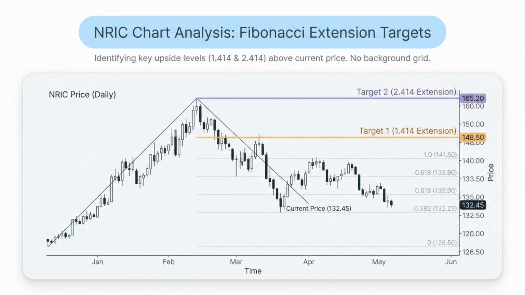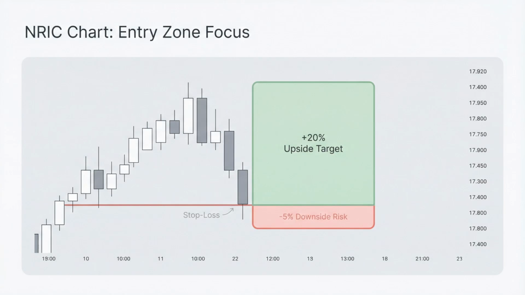By enabling the 1.414 and 2.414 levels, we establish our exact profit-taking zones. It might take some time, but the probability of achieving these targets is quite high. Before executing any buy order, defining the stop loss is mandatory.